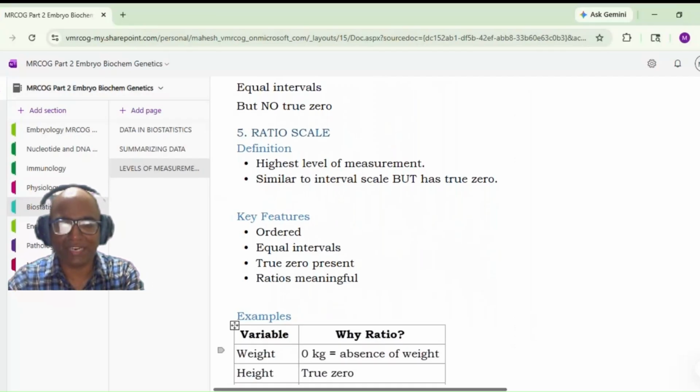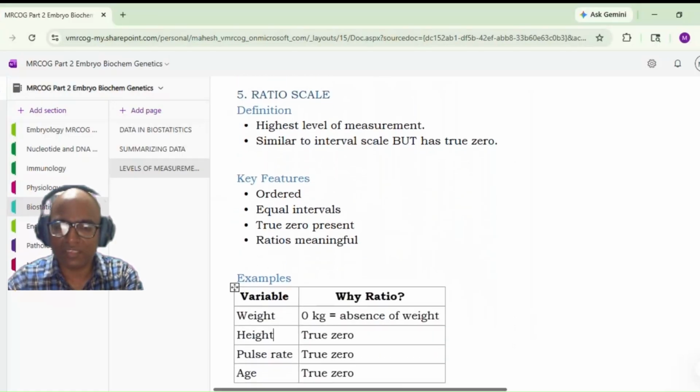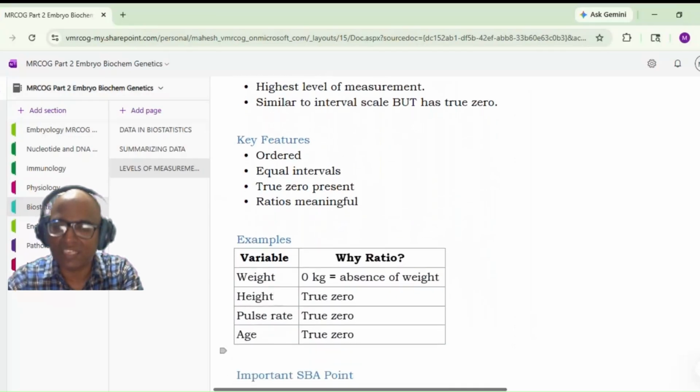So for example, weight, 0 kg is the absence of weight. Height, there is a true zero. Pulse rate, there is a true zero. Age, there is a true zero. It begins at 0.